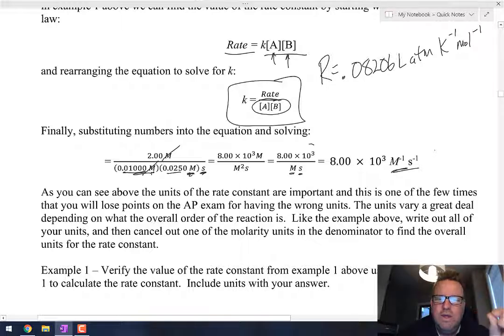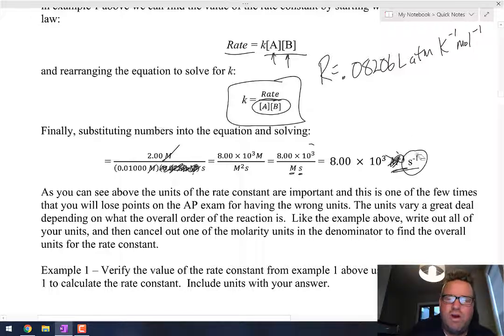So the units vary a great deal depending on what the order is. For example, if this were just a first order reaction instead of a second order reaction, then there's only one of those reactants. Then both molarities cancel, and what are you left with? You're just left with the time to the -1. It's always time to the -1. It's just how many molarities there are.